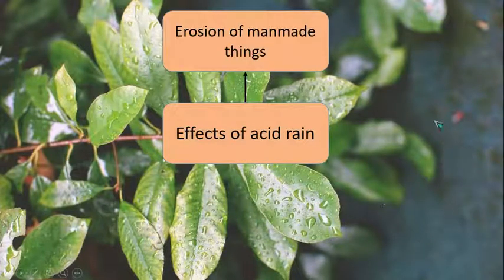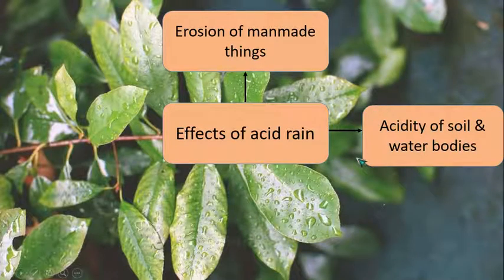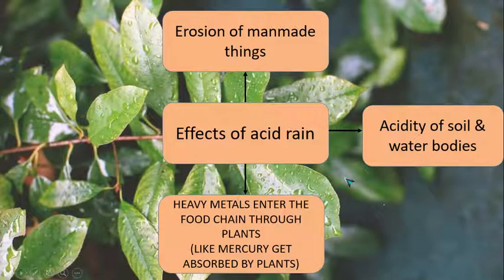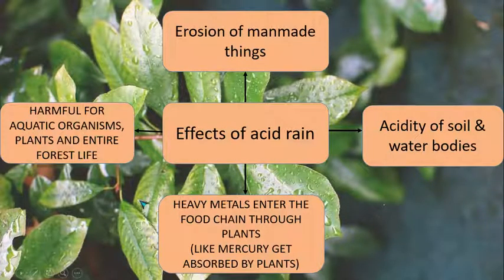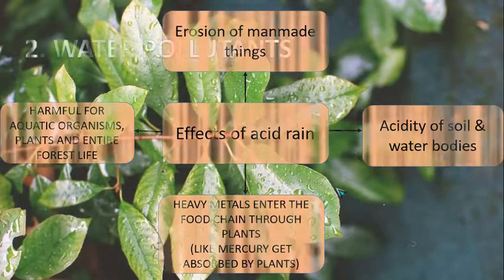Effects of acid rain: erosion of man-made things, acidity of soil and water bodies. Heavy metals like mercury enter the food chain through plants, which absorb them, and that's dangerous. Harmful for aquatic organisms, plants, and entire forest life.